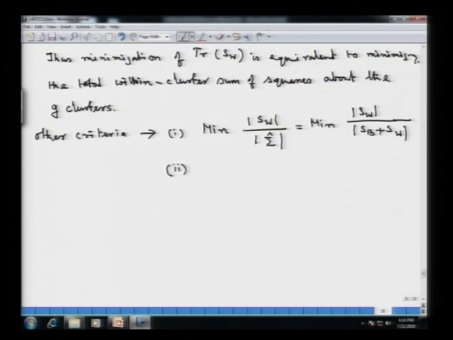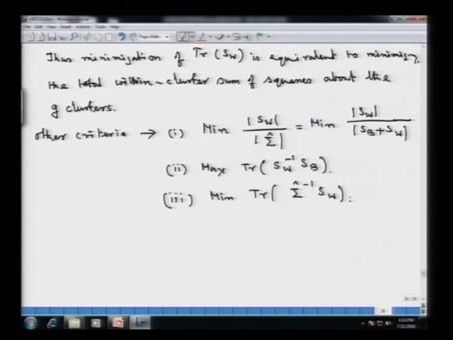Some other criteria are to look at the maximum of the trace of S_W inverse times S_B, or to look at the minimum of the trace of Sigma hat inverse times S_W. So, there are other types of criterion also for looking at what is the best that one can look at while comparing various possible partitions of the data, various possible clusters that are coming. Say, for example, if one is considering a hierarchical clustering method.